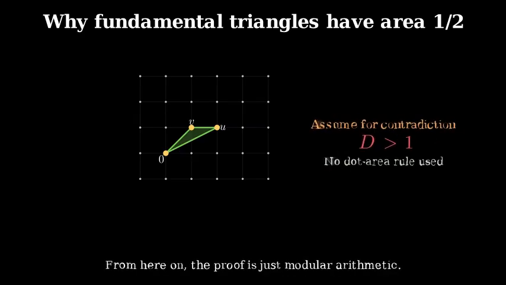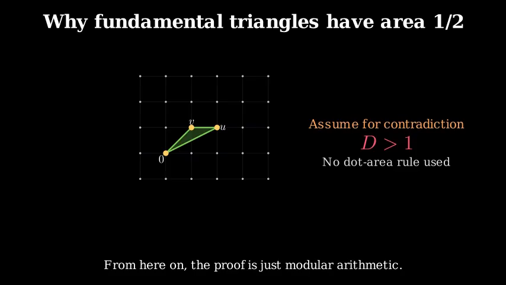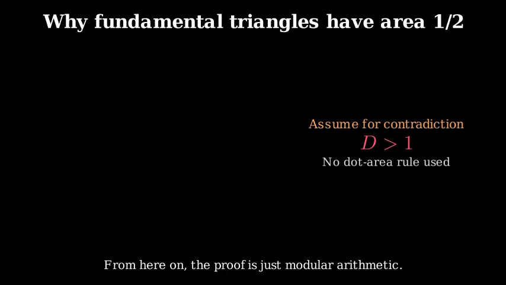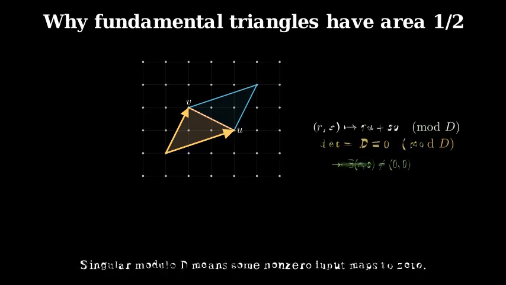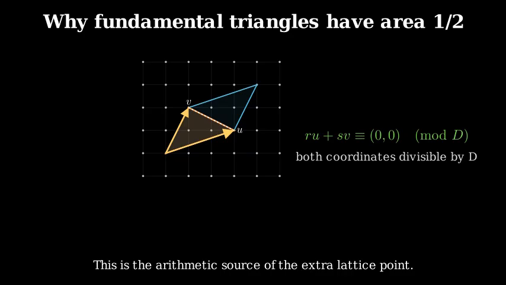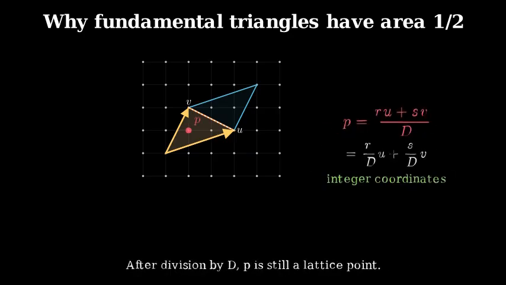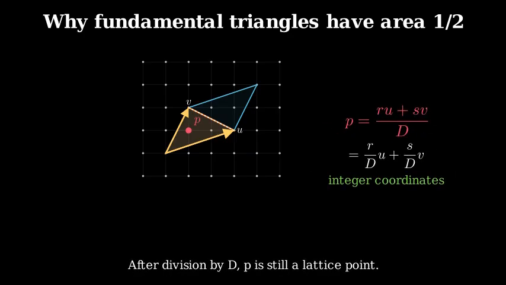Suppose instead that d is bigger than 1. Now we use a piece of modular arithmetic, not Pick's theorem and not any area counting rule. Look at the map that sends a pair of residues r and s to ru plus sv. Taken modulo d, its determinant is d, which is 0 modulo d, so this map has a non-zero kernel. That means there are integers r and s, not both 0 modulo d, with ru plus sv divisible by d coordinate by coordinate. Divide by d, the point P equals r over d times u plus s over d times v, and P is an actual lattice point.